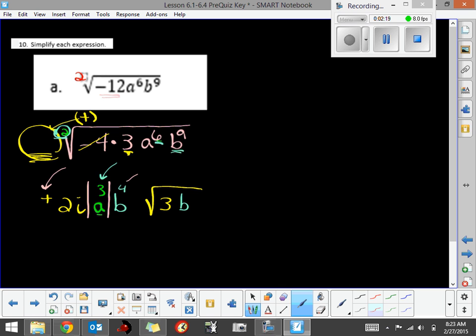I don't have to worry about the 4th power because when you raise something to the 4th power, it will automatically be positive. So that's how I simplify 10a.